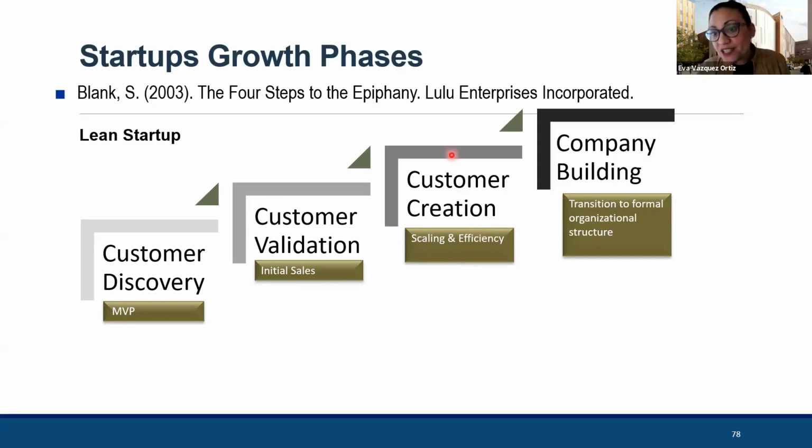Once you create this, the next phase is company building, which is to transition into a formal organizational structure, a big company that is prepared to keep innovating and to grow its business, even to scale internationally. So these are the four startup growth phases described by Steve Blank.